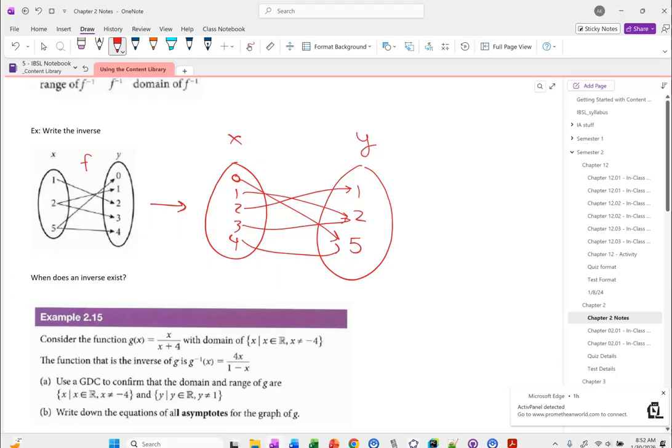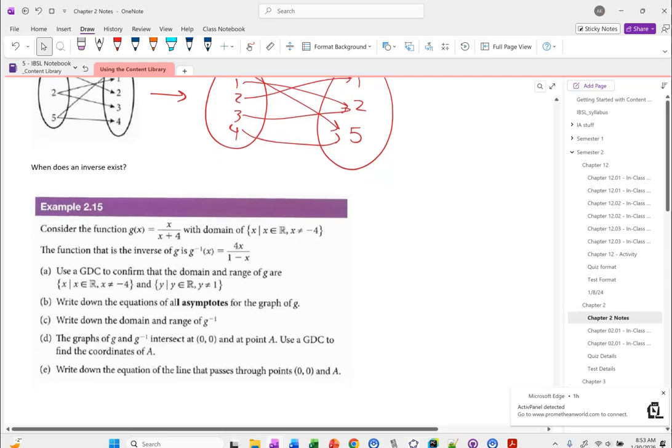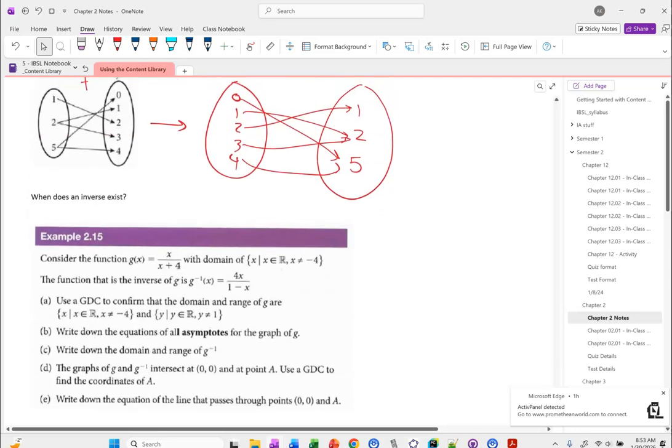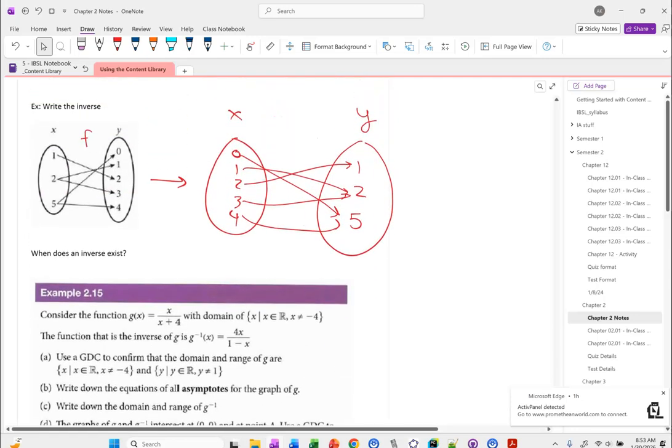Notice that the domain for f is the same as the range for f inverse. The range for f is the same as the domain for f inverse, right? Is everybody okay with that? Okay. When does an inverse exist? And when we say exist, we mean really, when is an inverse a function?